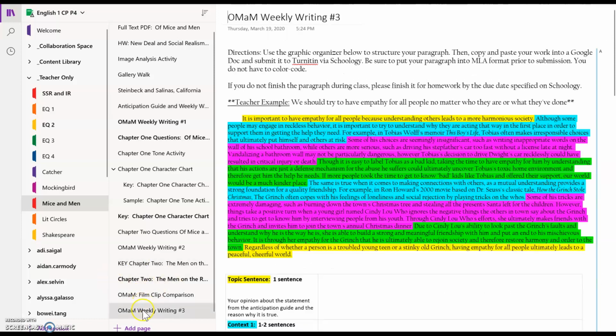This is Of Mice and Men Weekly Writing number 3. When you're done, you are going to go back to Schoology and you're going to turn it in. I'm going to have a form there where you can turn it in, and then you're done with the lesson, and you can fill out the exit ticket and you can go.